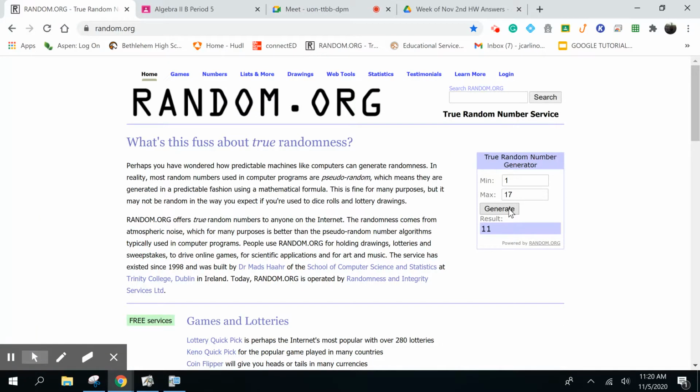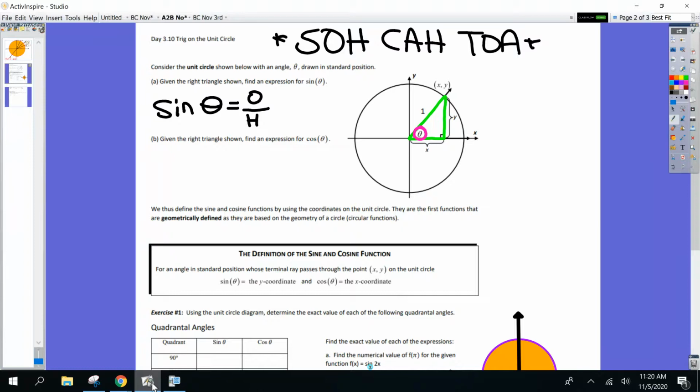Here we go. Liz, what's the side opposite theta in that diagram? Y. Y, yep. And what's the hypotenuse length? 1. 1. There you go. Thank you, Liz. So the sine in this unit circle diagram is y over 1.